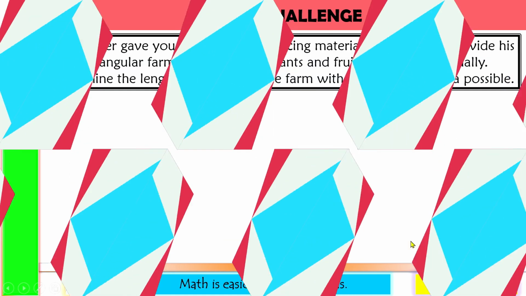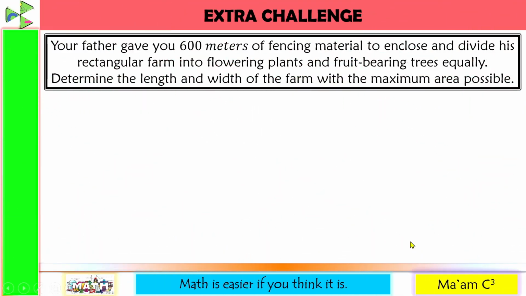Let us do an extra challenge. Your father gave you 600 meters of fencing material to enclose and divide his rectangular farm into flowering plants and fruit-bearing trees equally. Determine the length and width of the farm with the maximum area possible.